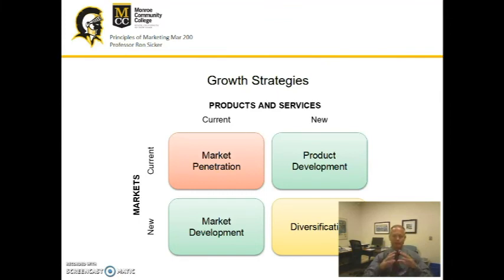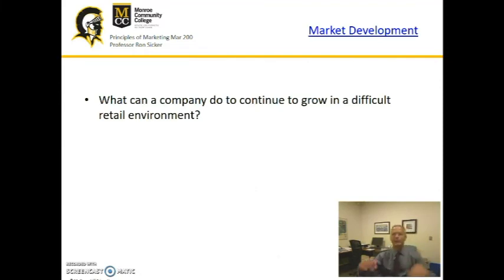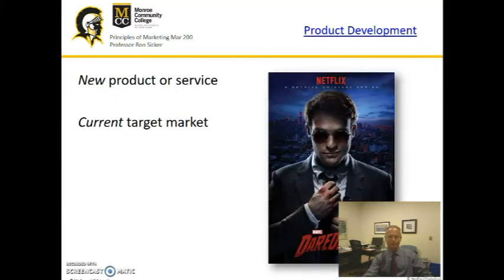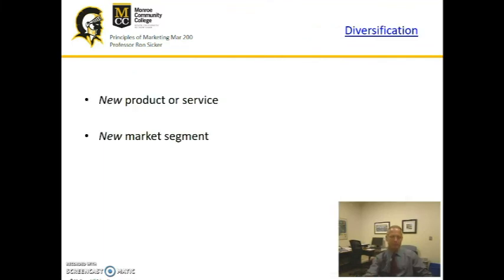And then finally, if there's a new market and it's a new product, you want to diversify. You want to try to attack that market as best you can through diversifying your product. So market development is one thing a company can do to grow in a difficult market: develop a new product or develop a new market. New services into a current market would be product development, so you would use a product development strategy for that. And then finally, diversification, new product or new services into a new market.